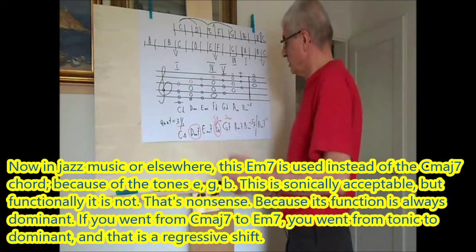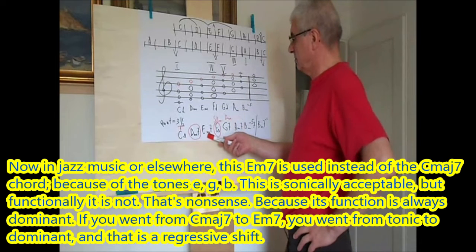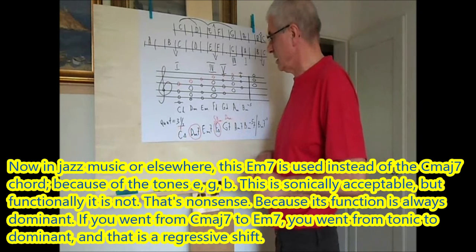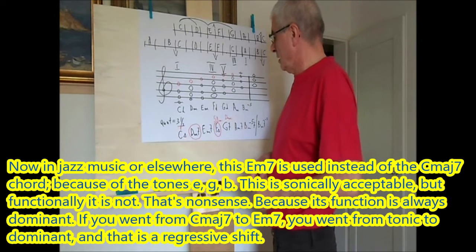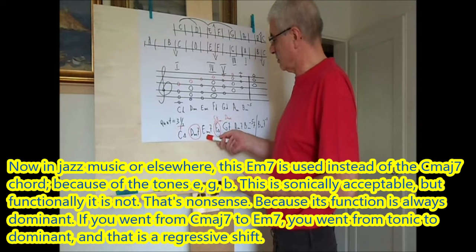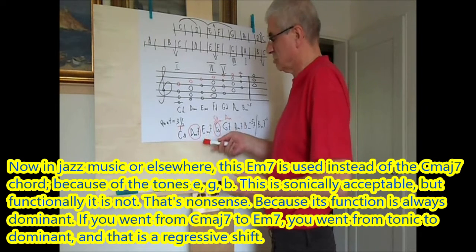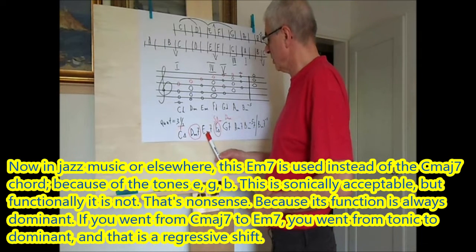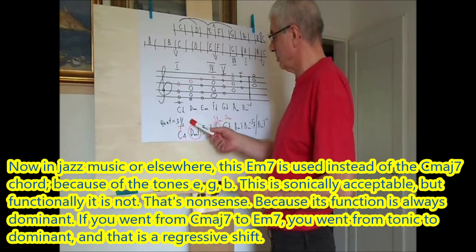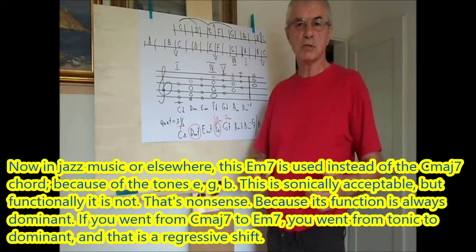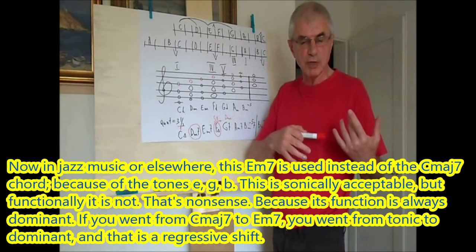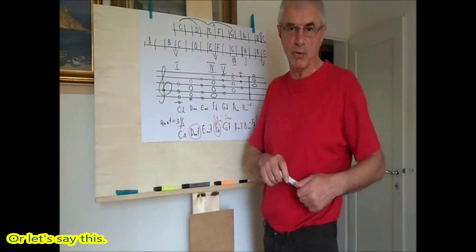Now in jazz music or elsewhere, this M7 is used instead of the chord 7 chord, because of the tones E, G, B. This is sonically acceptable, but functionally it is not. That's nonsense. Because its function is always dominant. If you went from chord 7 to M7, you went from tonic to dominant, and that is a regressive shift. Or let's say this.